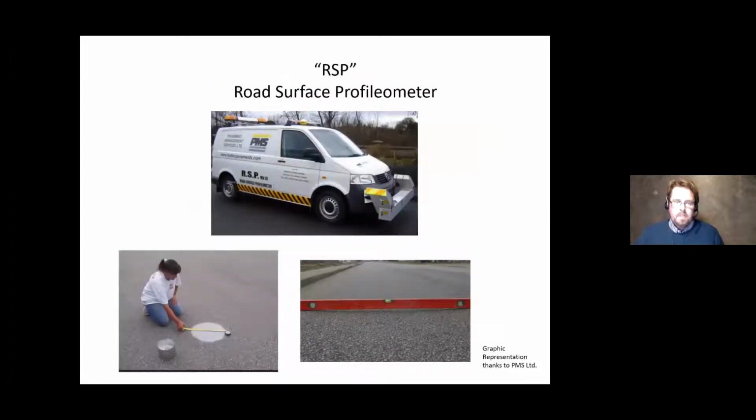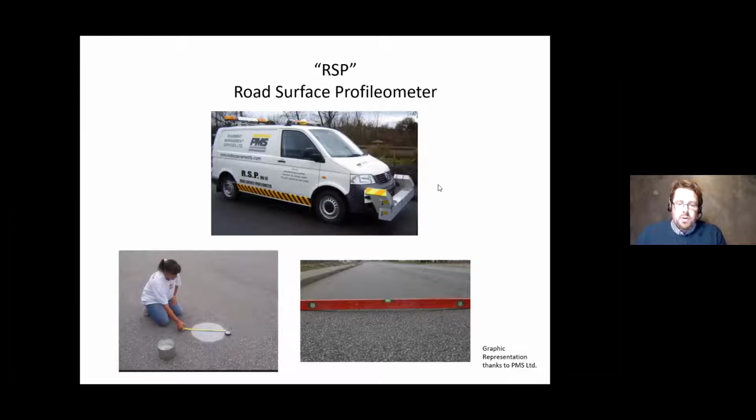This is the road surface profilometer. You might all be very familiar with the old straight edge and ruler measuring to determine rut depths, and likewise the sand patching for texture depths. Thankfully, this can all be done now easily at 80 kilometers an hour using the lasers on the front of the machine. You can see that rough bar that sits in front.